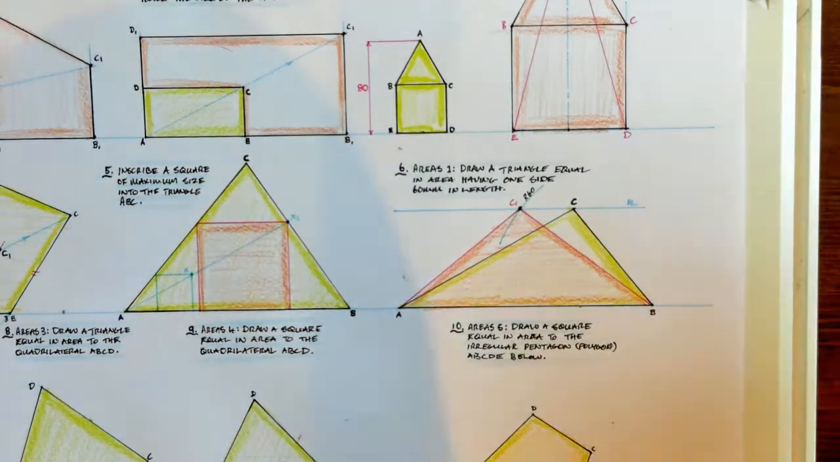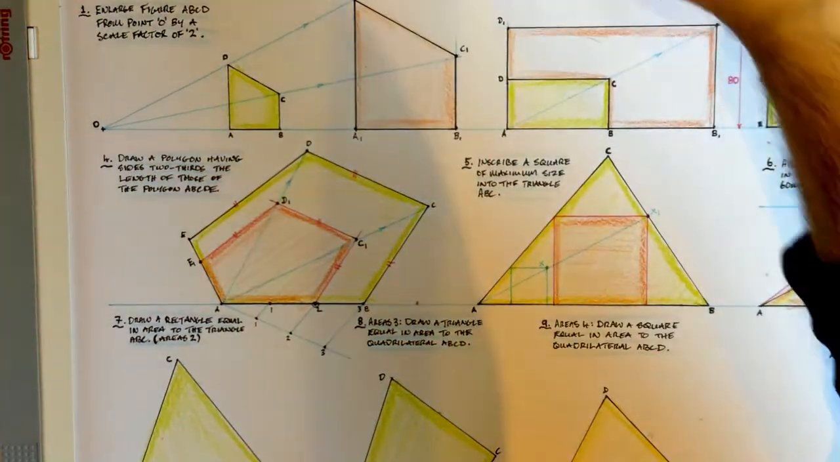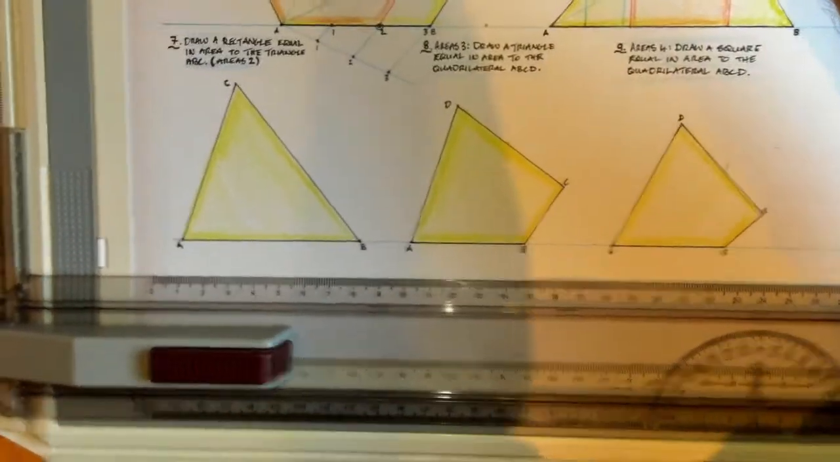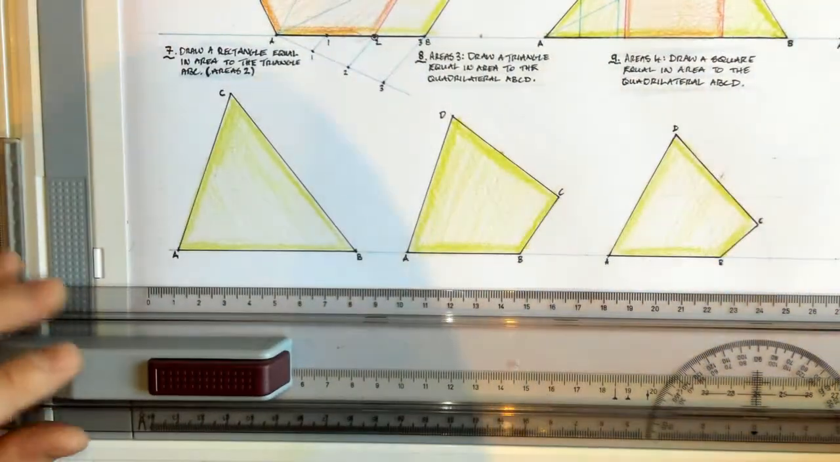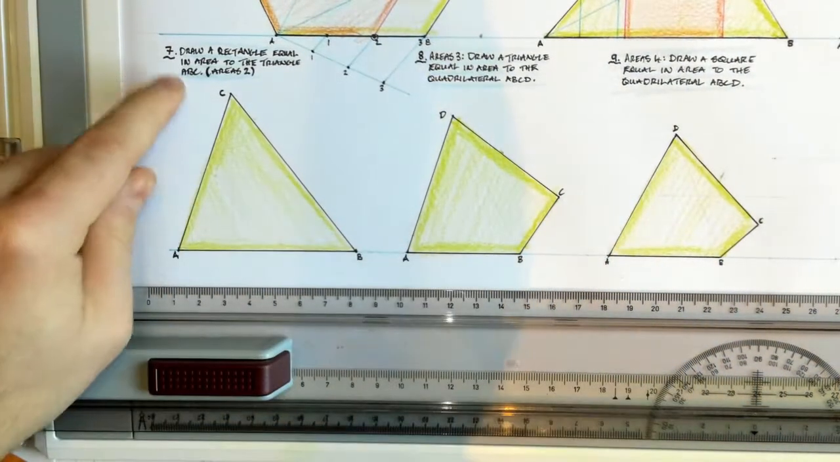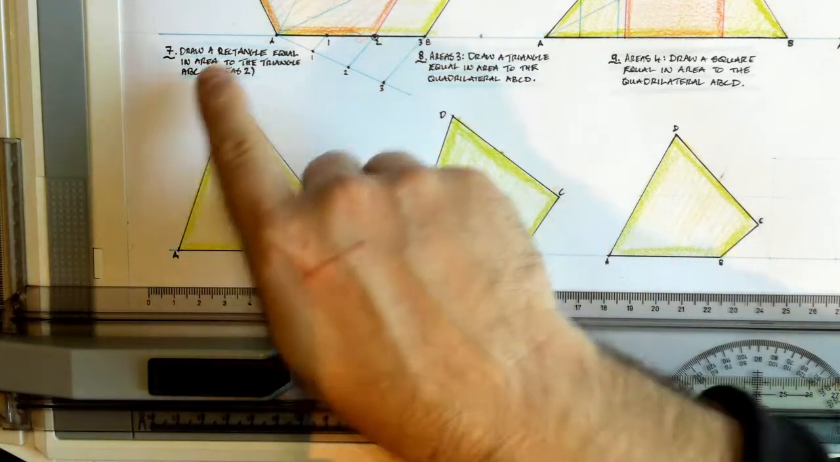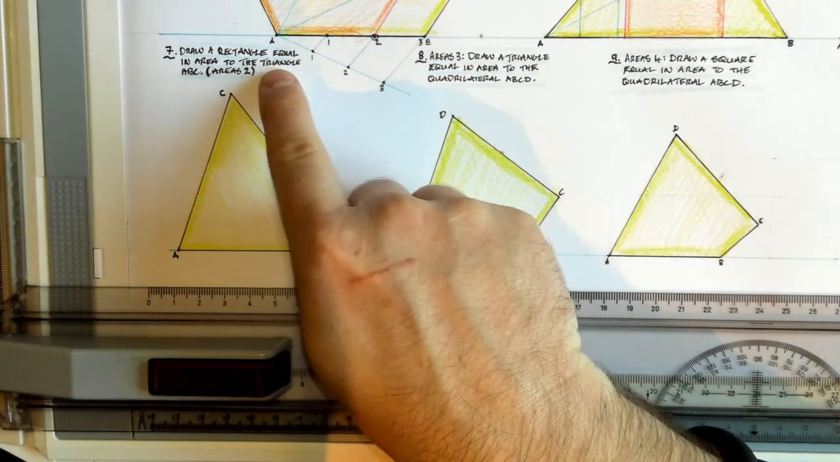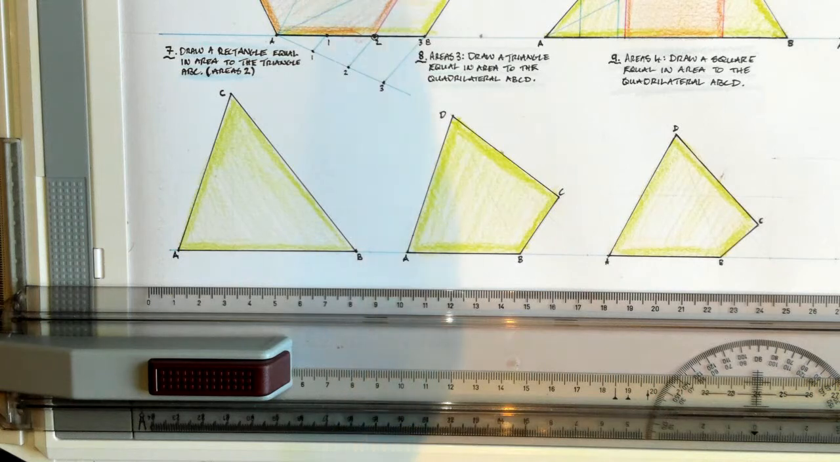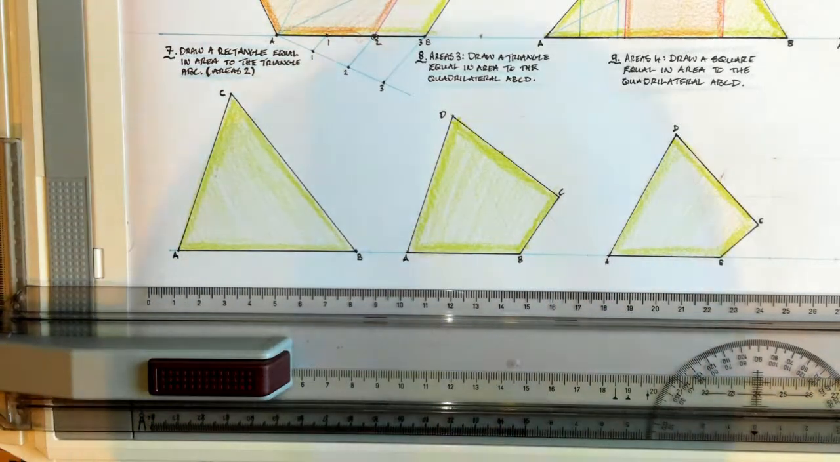Okay, so that's again another handy little one to know. Now, we're going to move down a little bit further and have a look at these examples down here. Number 7. This is our second areas question. It says, draw a rectangle equal in area to the triangle ABC, which is this here.